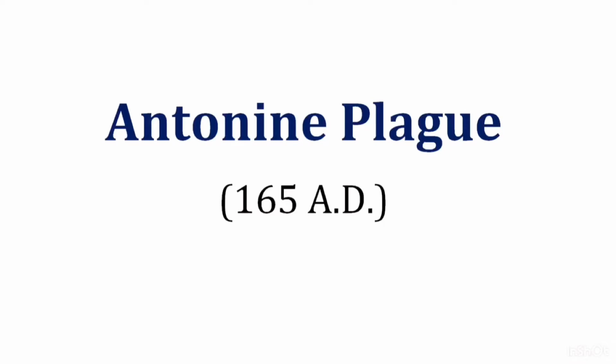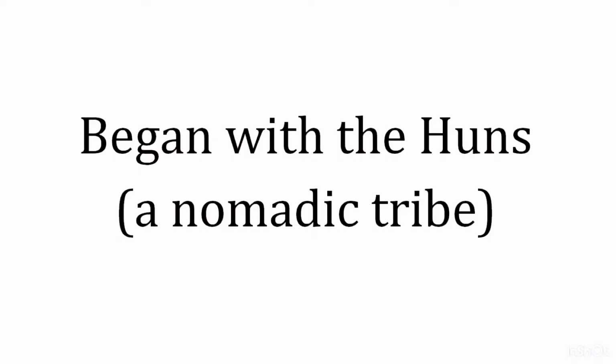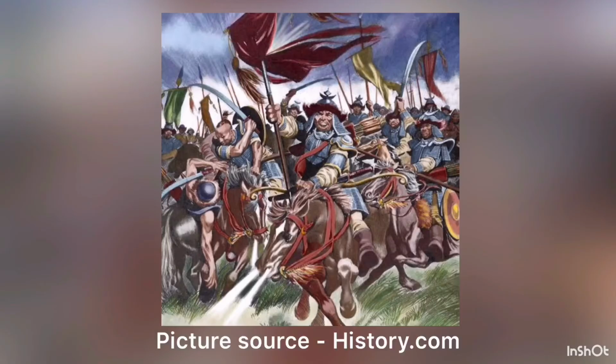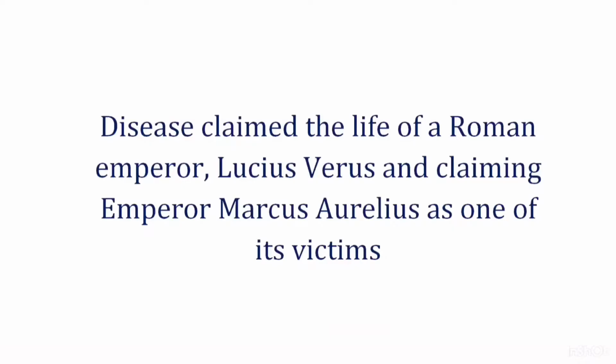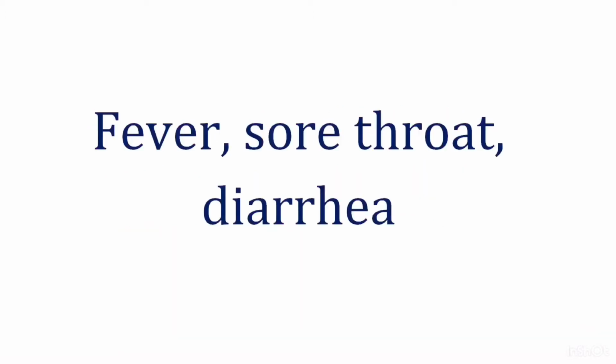Here comes the Antonine Plague. It was possibly an early appearance of smallpox that began with the Huns. From the Huns, the Germans caught the infection, who passed it to the Romans, and then it spread throughout the Roman Empire. The disease may have claimed the life of the Roman Emperor Lucius Verus, with Emperor Marcus Aurelius as one of its victims. A quarter to a third of the entire population died, around 60 to 70 million. And these are the symptoms of the plague.